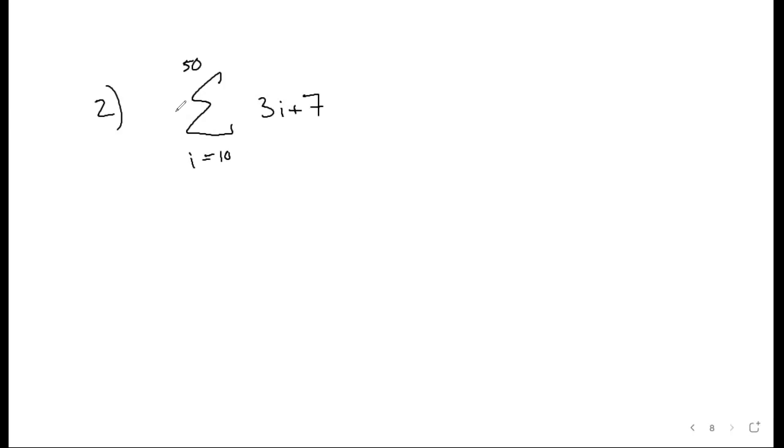Does anybody want more time? Okay, well, let's go over this one. I like to expand this out just to see what I'm working with. If you plug in 10 here, you get 37, plus the next one is going to be 40, plus 43, plus and so on. And the last term is going to be 150 plus 7. So 157.